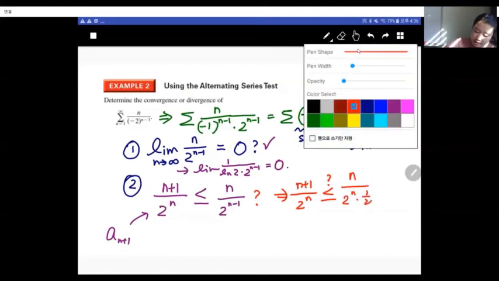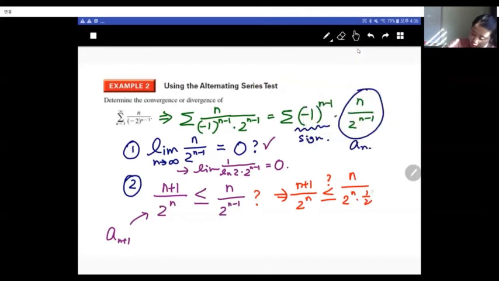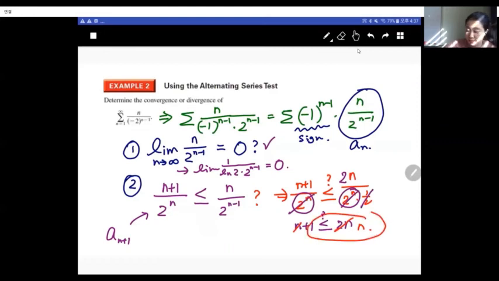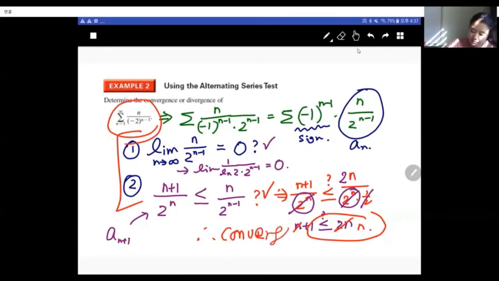Then I can remove the 1/2 in the bottom and put 2 in the top. Because I have 2^n in both denominators, I can get rid of them. So all I'm going to compare is n+1 less than or equal to 2n. If you move n to the right-hand side, it says as long as n is greater than or equal to 1, yes. So it satisfies both conditions, and my series converges.